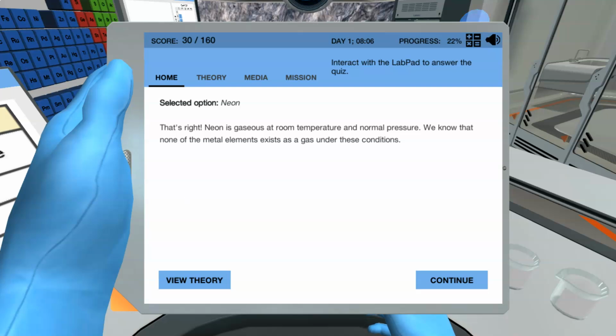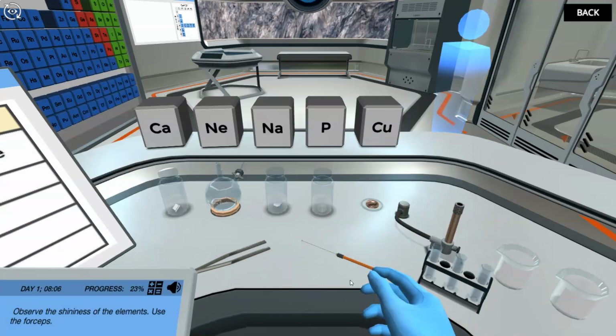That's right. Neon is gaseous at room temperature and normal pressure. We know that none of the metal elements exists as a gas under these conditions. Observe the shininess of the elements. Use the forceps.